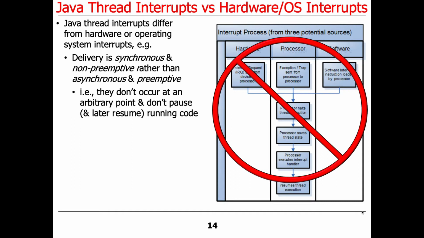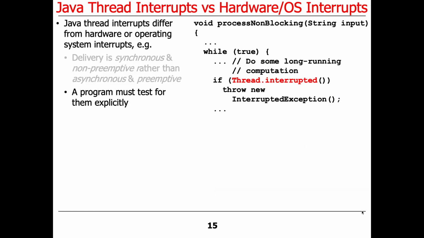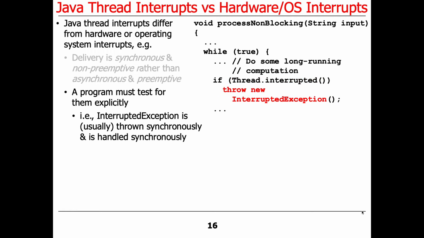In other words, handling and delivery of these interrupts doesn't occur at arbitrary points. You actually have to test for them, and they don't pause and later resume code that's currently running. You, the person writing the code, have to check for them explicitly and then handle them in some way. So as we talked about before, in Java, you have to check to see if you've been interrupted and then do something, like throw an interrupted exception or whatever.